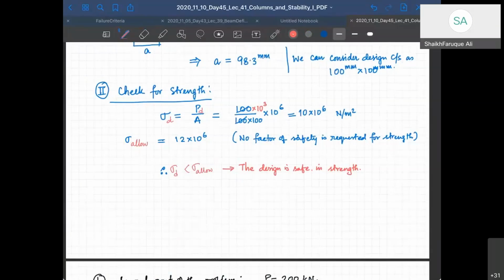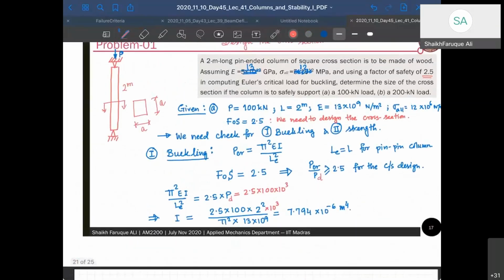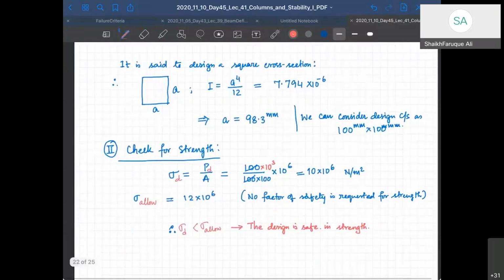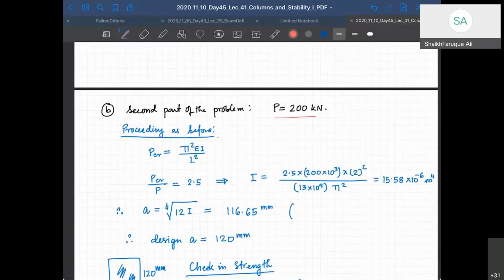So for a load of 100 kilonewton, I can use a cross-sectional area of 100 mm by 100 mm, and I can be safe from buckling point of view, as well as I'll be safe from strength point of view. But this design started from buckling style, right? Now let's look at for 200 kilonewton what happens. So now I have 200 kilonewton as my load.